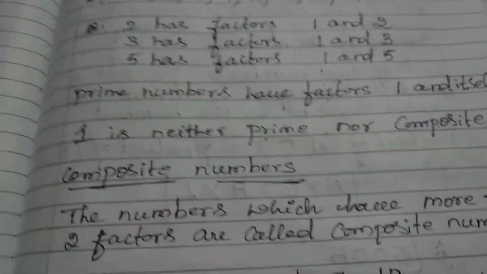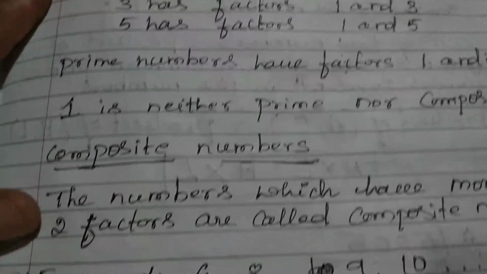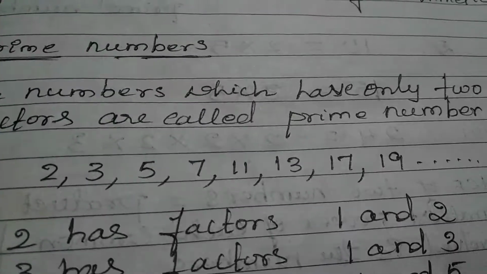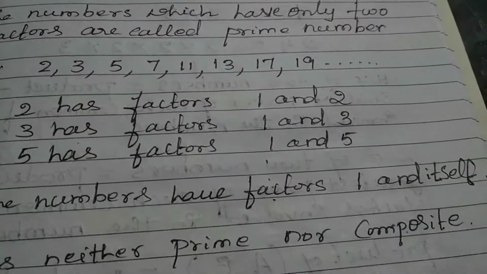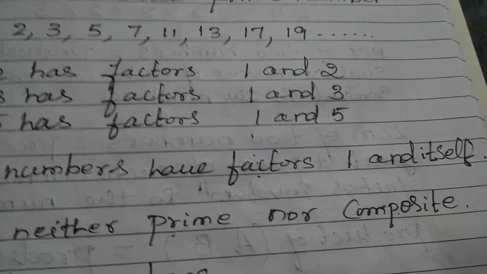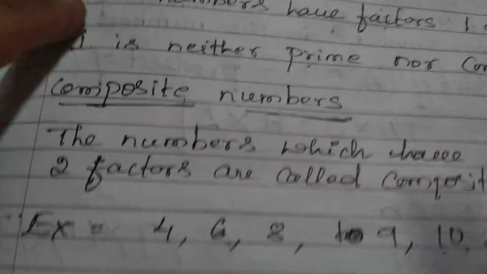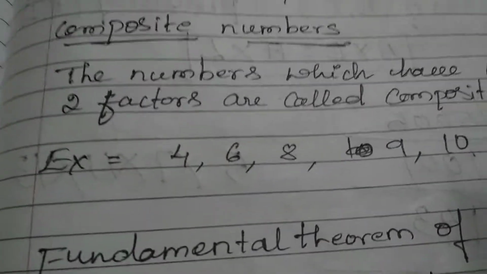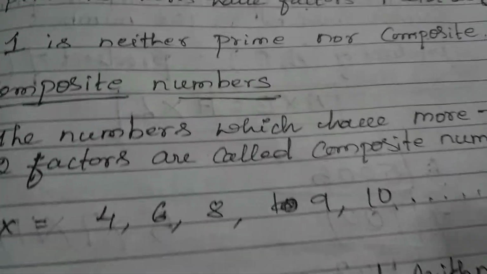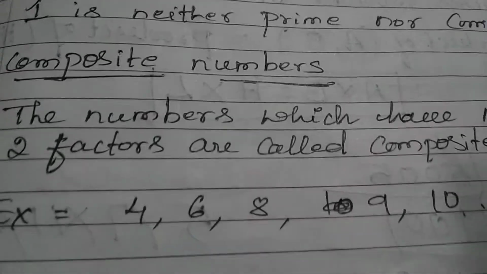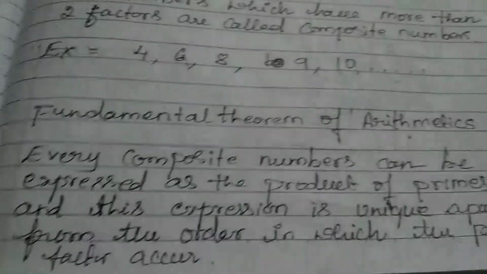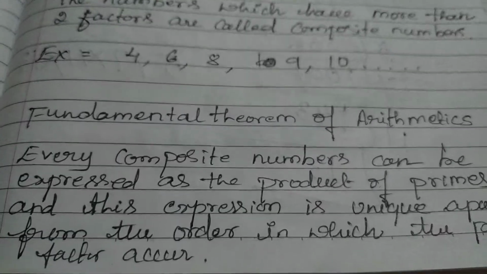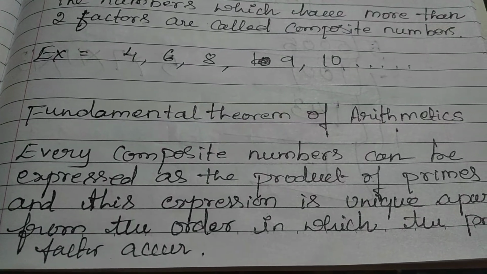Okay, you understood the difference between a prime number and a composite number? A prime number has only 2 factors, that is 1 and itself. Composite numbers have more than 2 factors, for example 4, 6, 8, 9, 10. So these are the prime and composite numbers. Now we'll go to the statement of the fundamental theorem of arithmetic. We'll read out the statement.